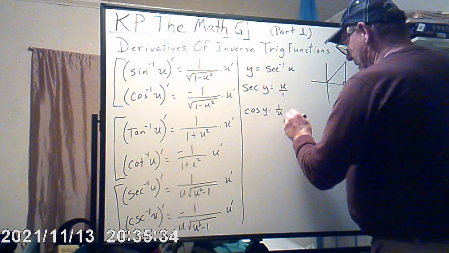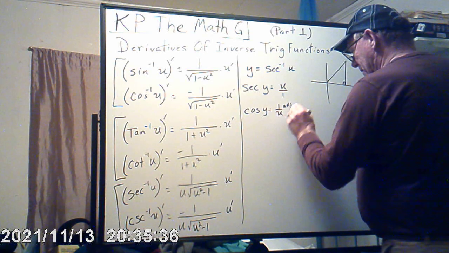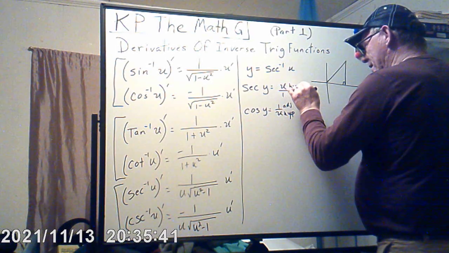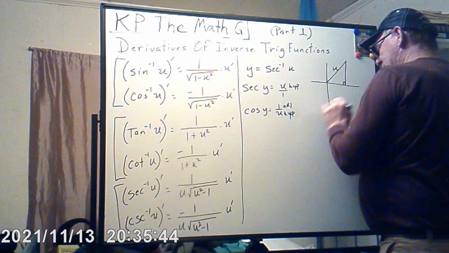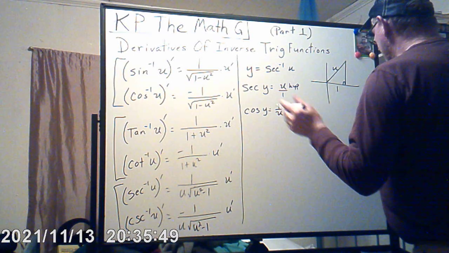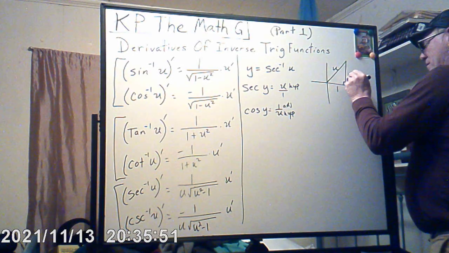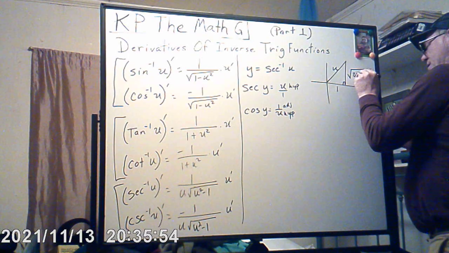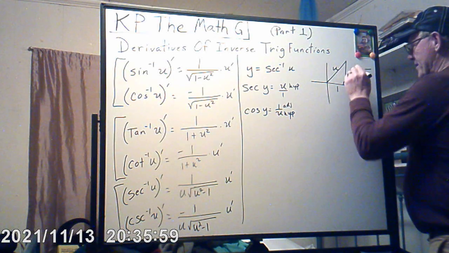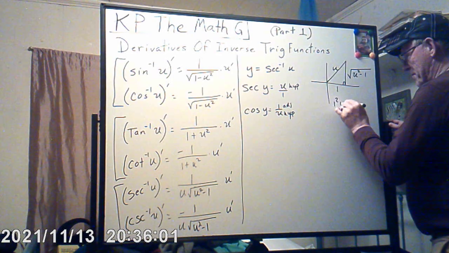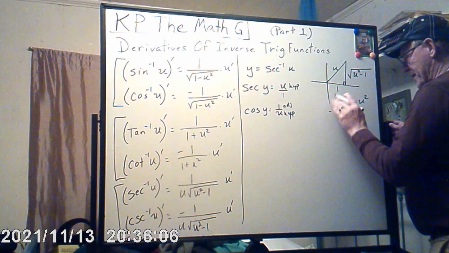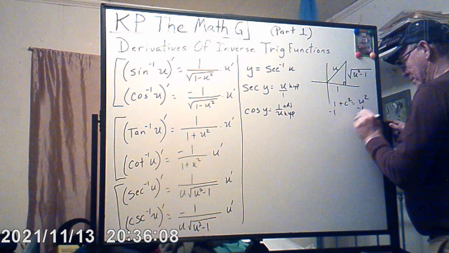Cosine would be adjacent over the hypotenuse, whereas secant would be the hypotenuse over adjacent. So u would go here, and adjacent would go right here. Of course, if we did the arithmetic on this, we would find this to be the square root of u squared minus 1. If we made this c again, 1 squared plus c squared is equal to u squared, and then solving for c, this is still 1, so minus 1 on both sides.